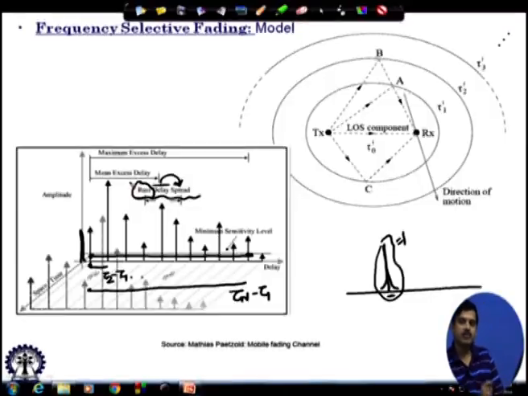So, by a single parameter we can say that, on an average, what is the root mean square value of the spread that an impulse is getting. This is one way of describing it.